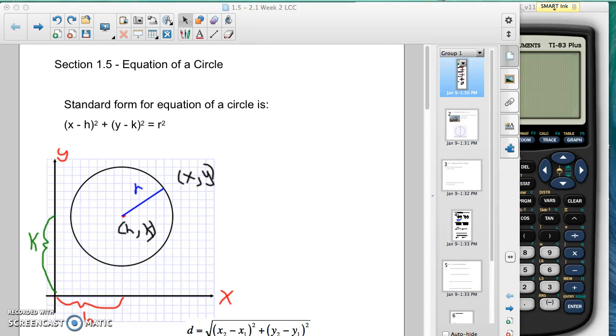Hello and welcome back. In today's video we're going to be talking about the equation of a circle. This is section 1.5 in your textbook.